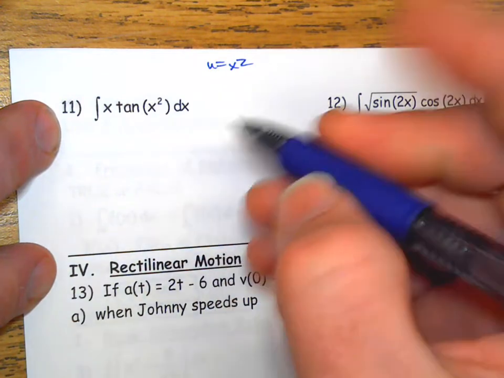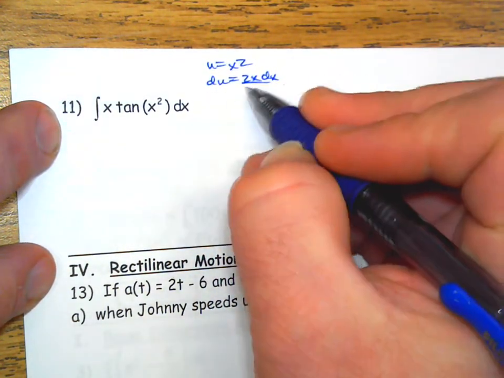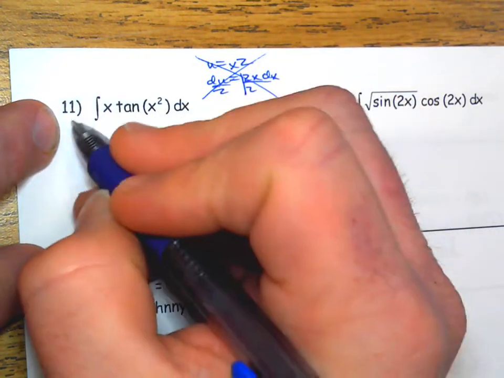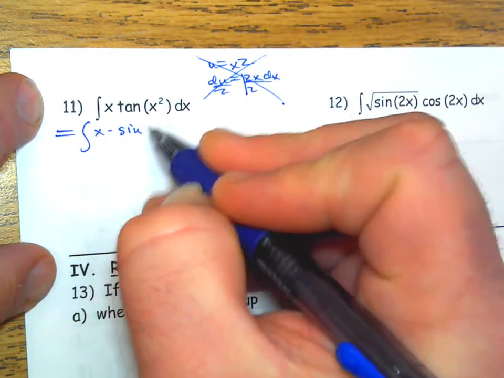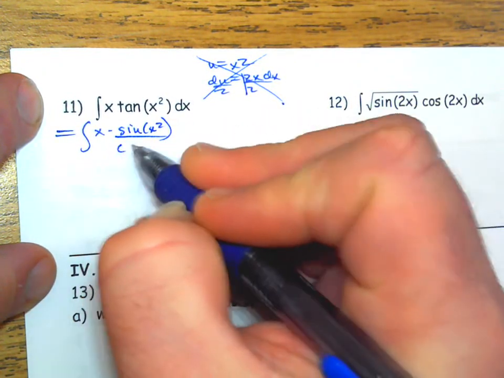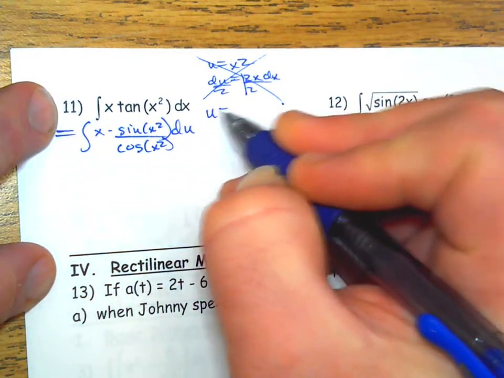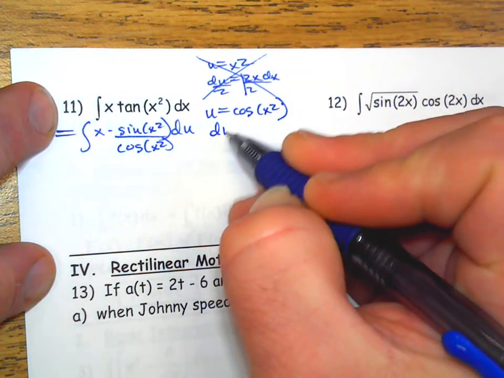So if you're thinking ahead, or as you do this, you realize that you still are going to have an issue, then you might be like, scrap that. Let's rewrite this. This is going to be x sine x squared over cosine x squared dx. The best u, the quickest u, is cosine x squared. It takes care of 2 layers of u substitution.